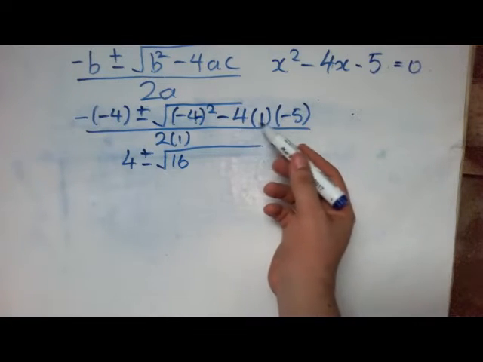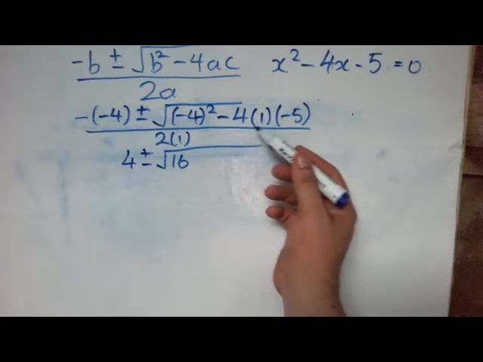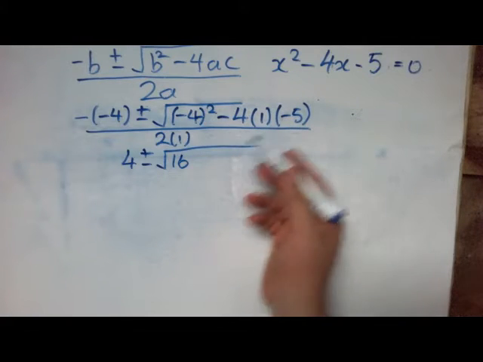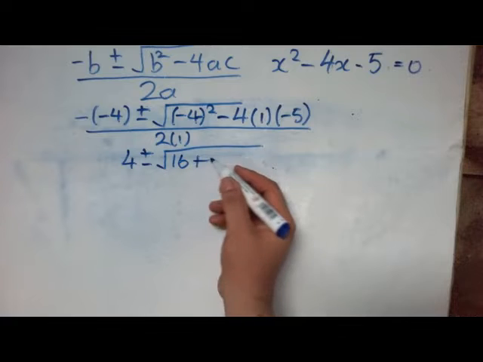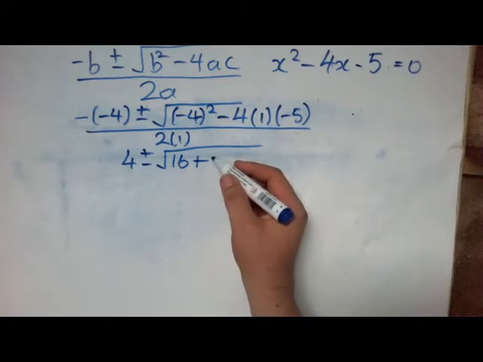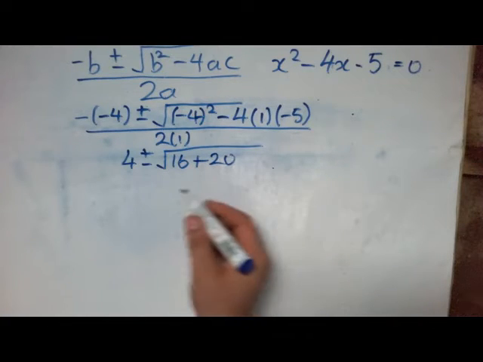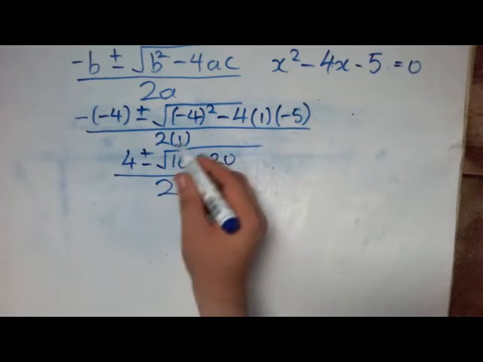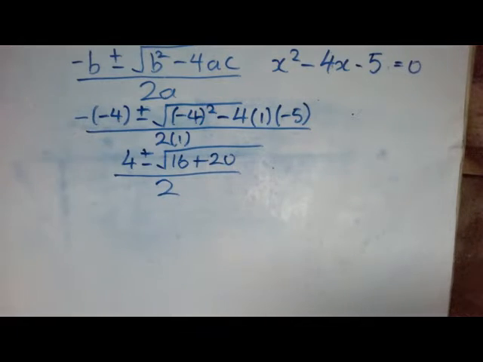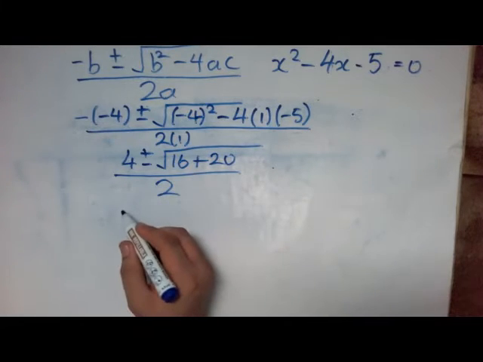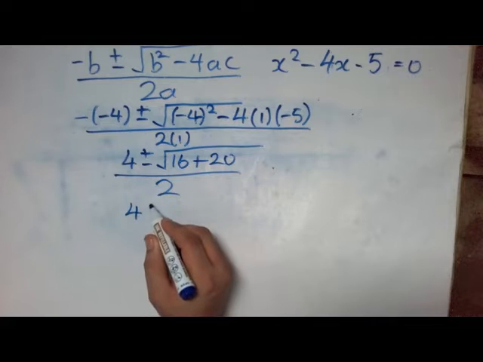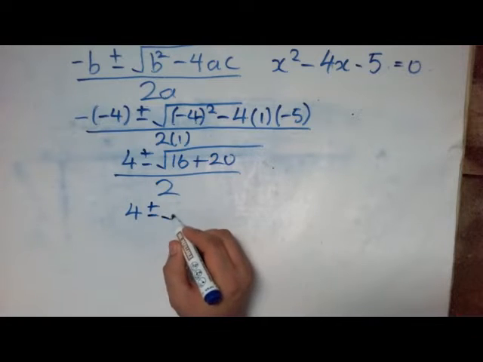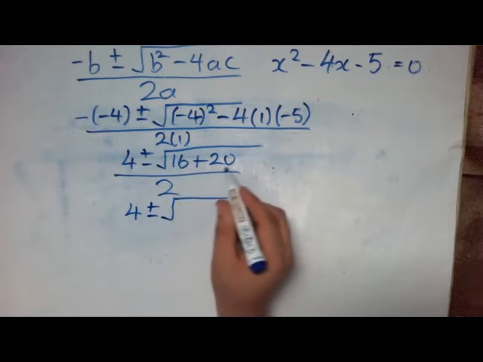Minus 4 times 1 is minus 4. Minus 4 times minus 5: the minus minus becomes plus. 4 times 5 becomes 20. All over 2a, or 2 times 1, which is 2. Now, we have to add what we have here. Bring down our 4, plus minus the square root of 16 plus 20.